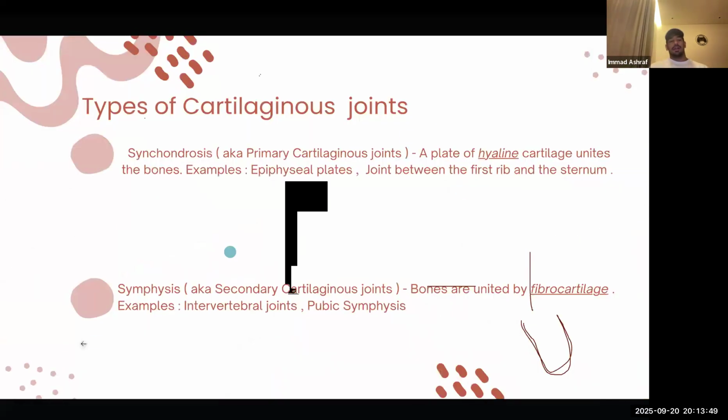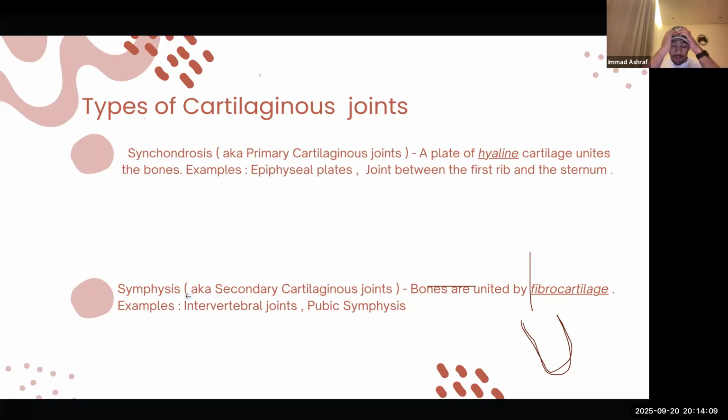Right. Now we have the cartilaginous joints. There's two subtypes. Remember, these are the classifications based on how the bones are joined together. So we had fibrous, and there's three types of fibrous. Now we're taking cartilaginous, which is the second part. So there's two: synchondrosis and symphysis.